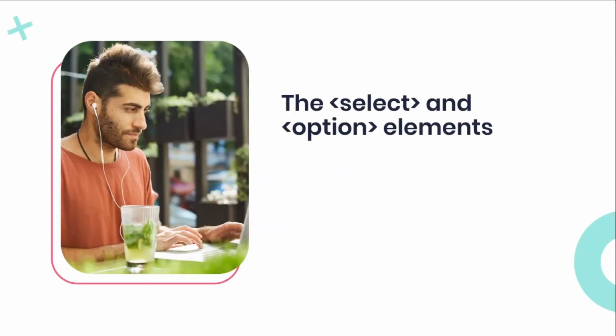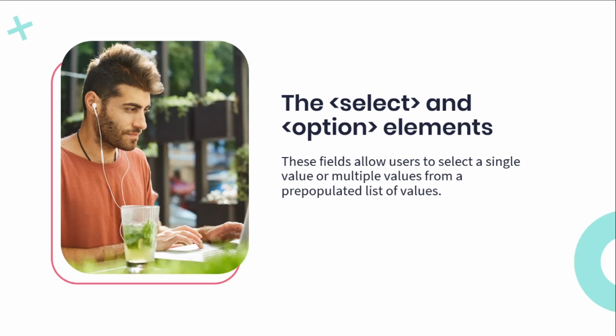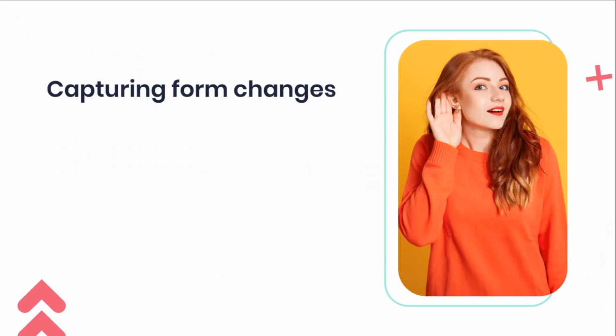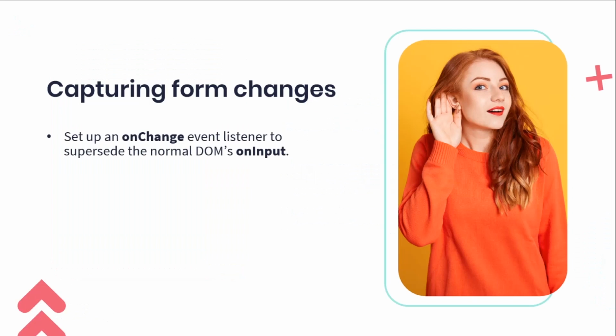Select and option fields are great, UX-wise, for allowing users to select a single value or multiple values from a pre-populated list of values. The list of values is completely hidden behind the element until the user expands it. And as mentioned earlier, to capture changes to a form element, you set up an onChange event listener. This event supersedes the normal DOM's onInput. In other words, if you need the regular HTML DOM behavior of onInput, you can use React's onInput.